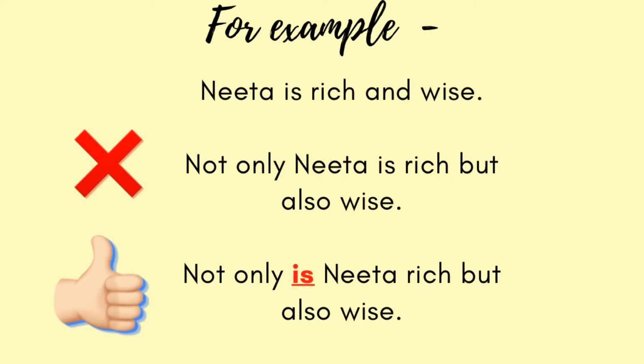Let's see an example. Neeta is rich and wise. There are two solutions given on the screen. You can see, not only Neeta is rich but also wise. This is wrong. The next answer is correct. Not only is Neeta rich but also wise. Why is this correct? This is correct because not only has to be followed by a helping verb and then but also. So keep this in mind, not only plus helping verb: is, am, are.